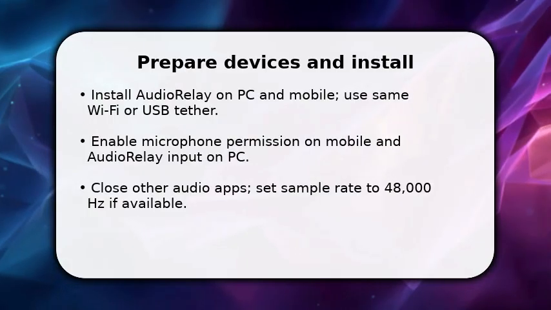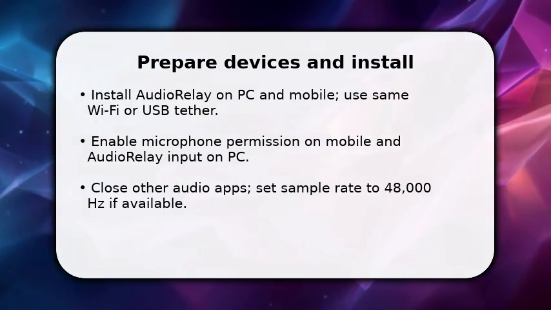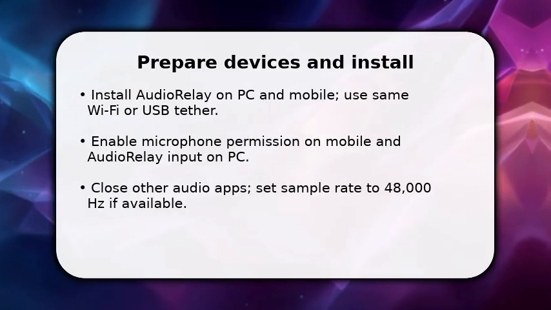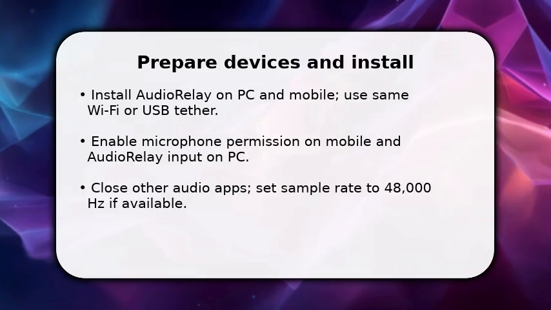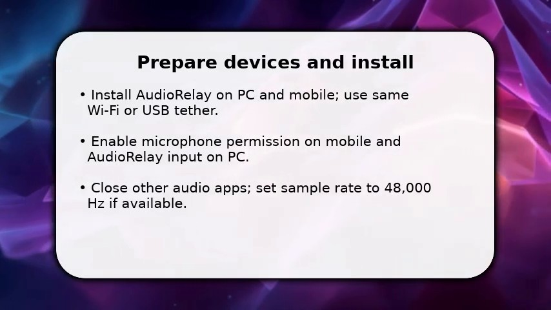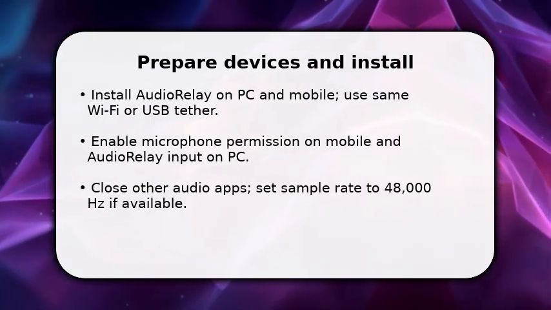You start by prepping both devices and installing Audio Relay on your phone and PC. Grant microphone permission on the phone, and on the PC choose Audio Relay as an input device. Once done, connect via the same Wi-Fi network or use USB tethering for lower latency. Make sure to close any apps that might lock the mic.